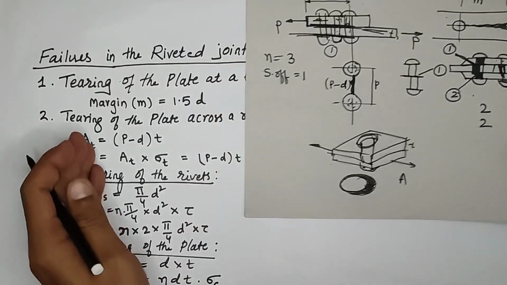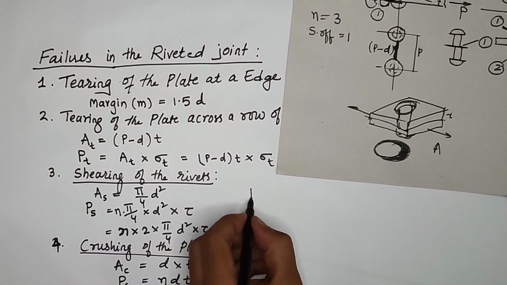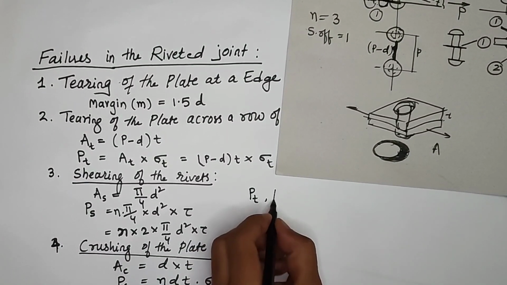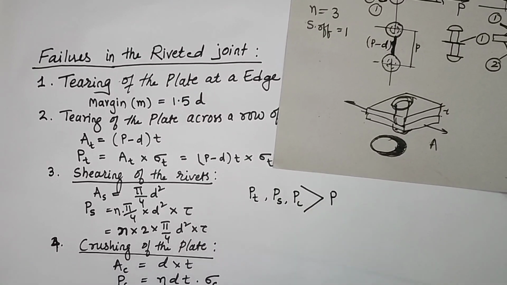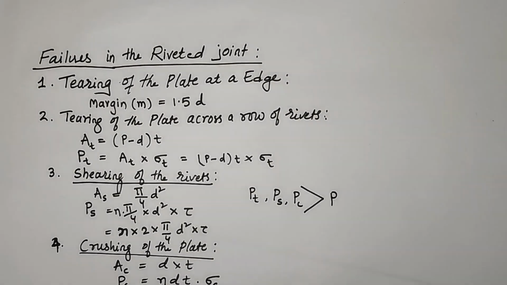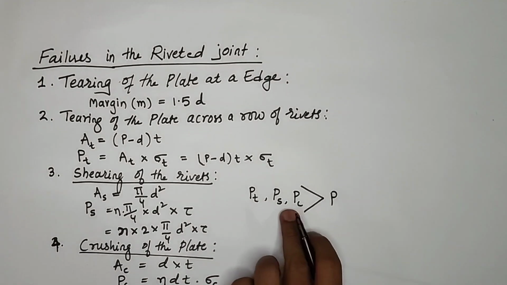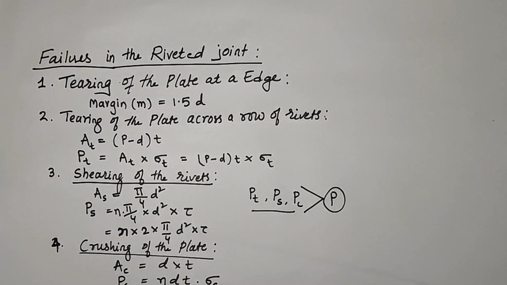Again in this case, in all the cases, it may be tearing, it may be shearing, it may be crushing. So in all, P T, P S and P C, all these should be greater than the load applied. Okay, whatever load you are applying on the plate, all these strengths should be greater than the applied load. Then only the design will be safe, and we can say that it is a good design, to avoid all these types of failures in the riveted joint. Hope you understood the concept. So thank you.